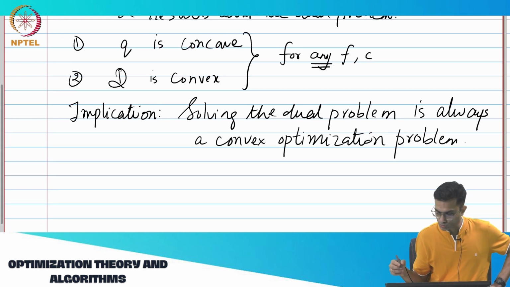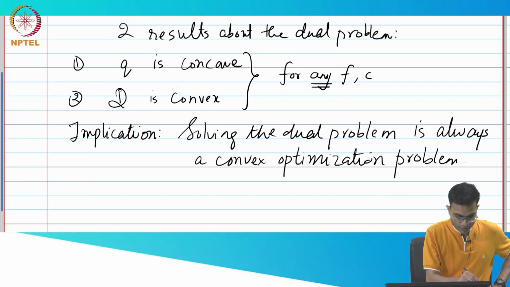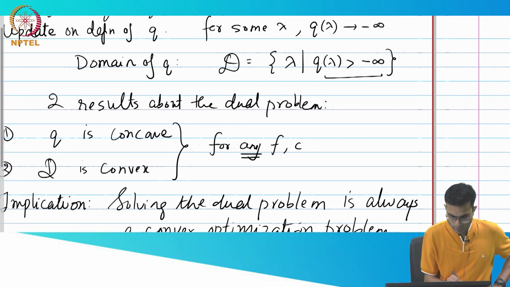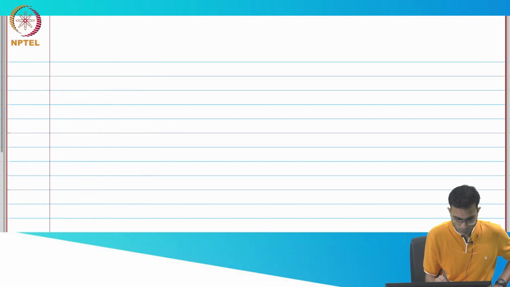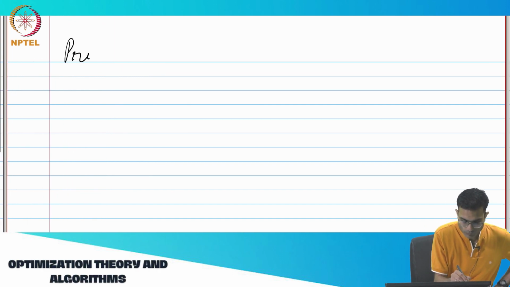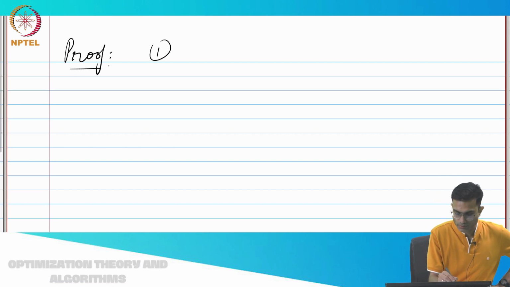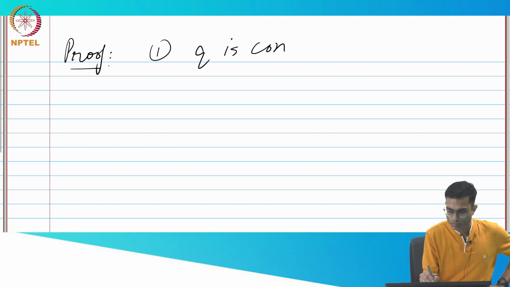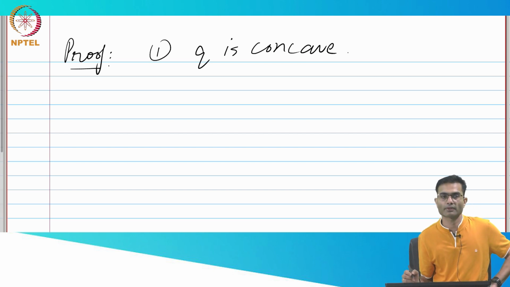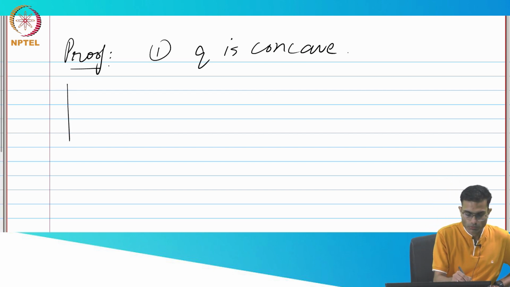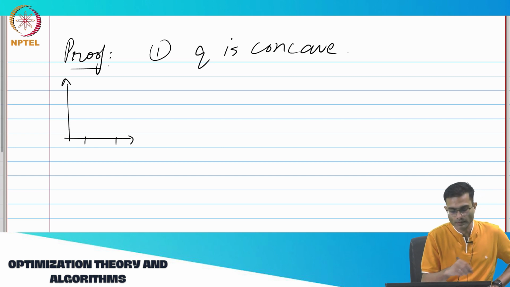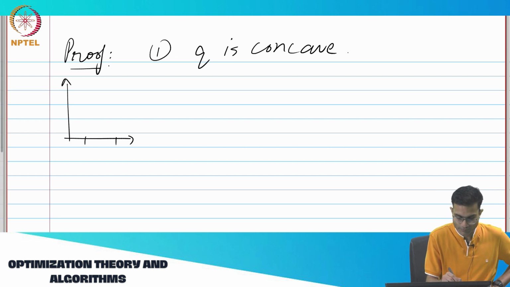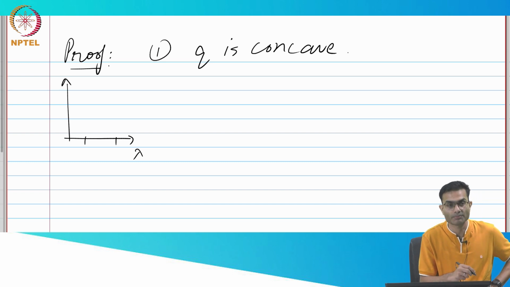Okay, so now let's prove these statements. They are actually very, very simple to prove. Okay, so no big tricks involved over here. The first thing that we have to prove is Q is concave. So we can basically go back to our very simple definitions of convex functions, right? So supposing let's take lambda is the parameter here.